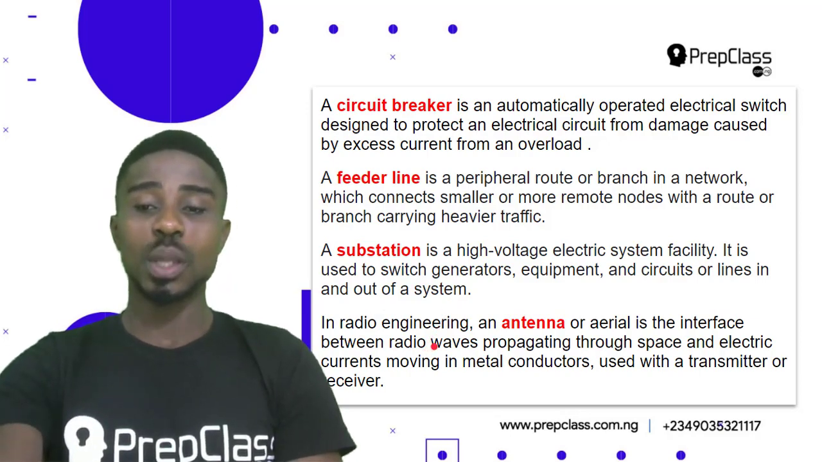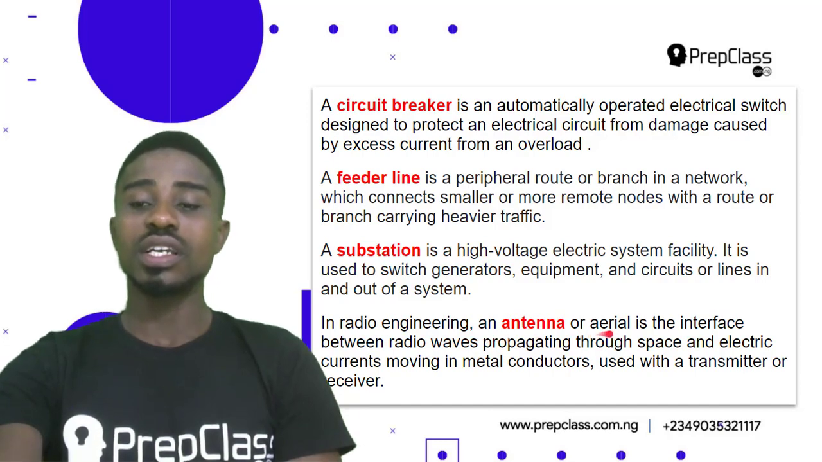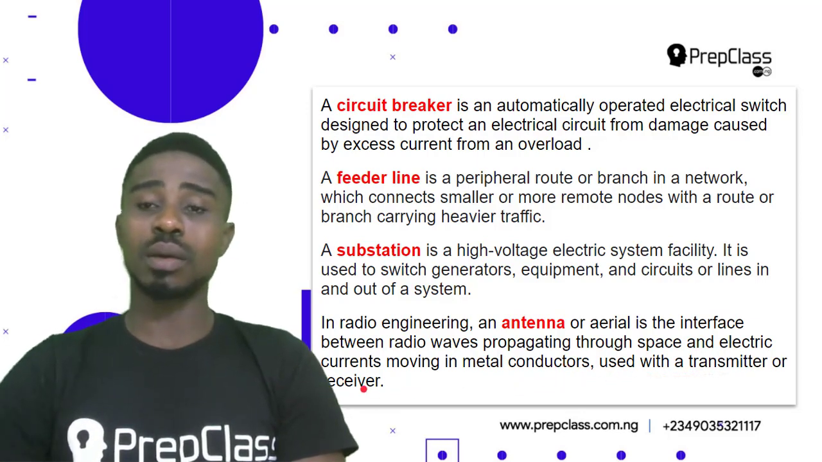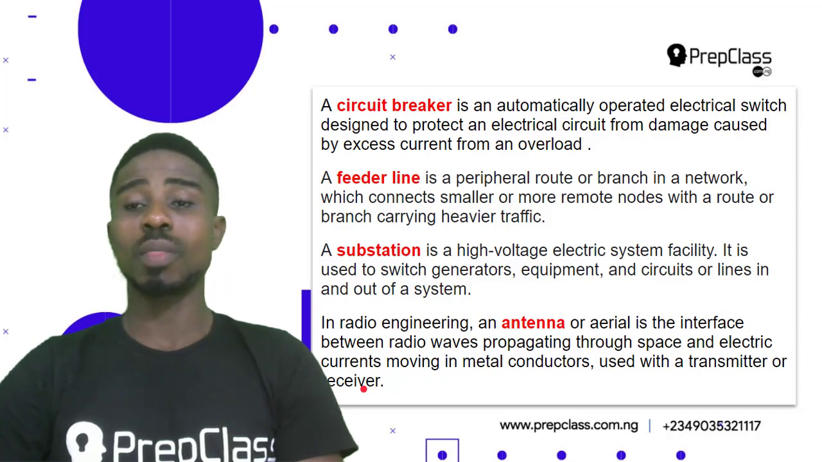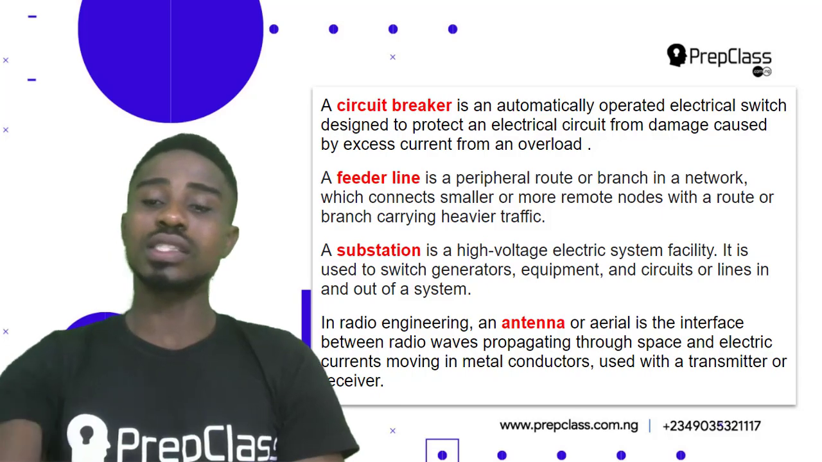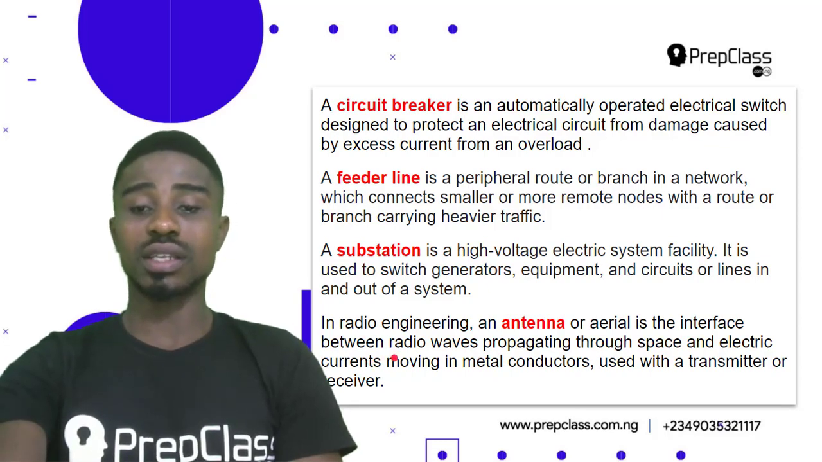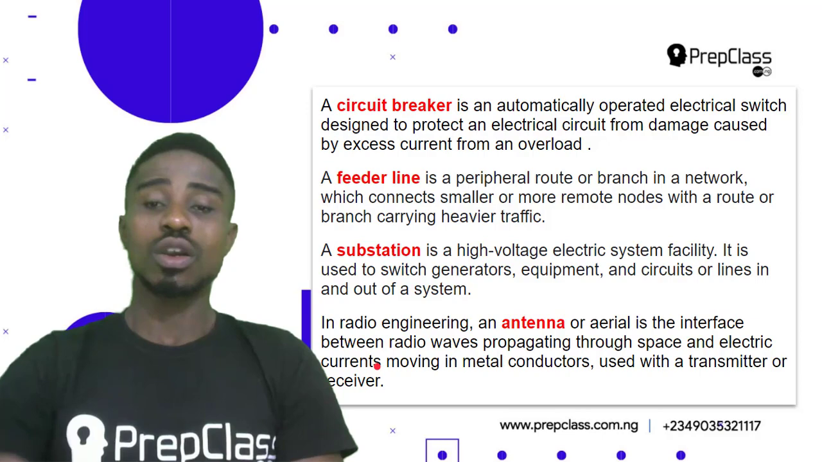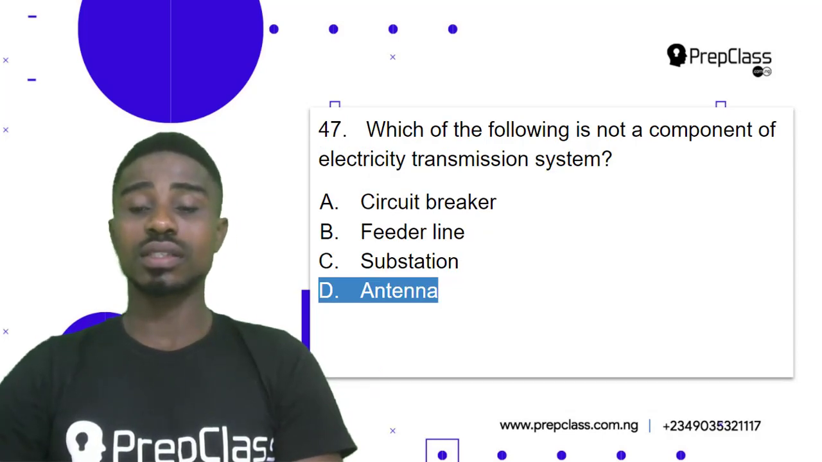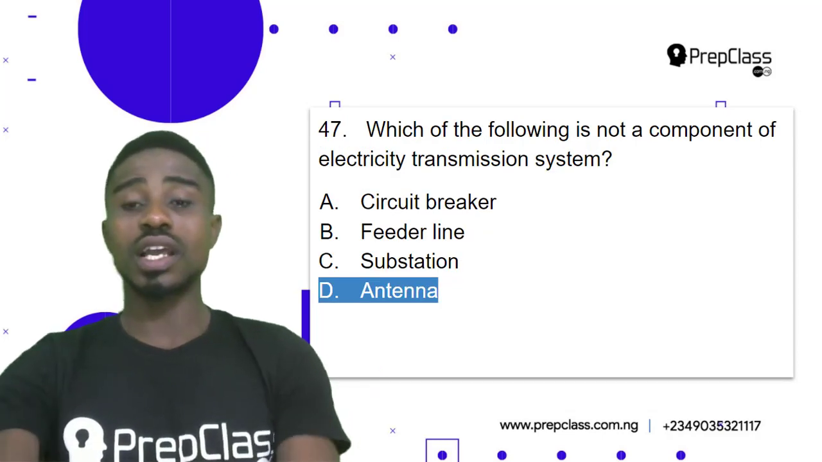Now, in radio engineering, an antenna or an aerial is the interface between radio waves propagating through space and electrical currents moving in the metal conductors used with a transmitter or receiver. So an antenna basically is used in communication or in radio engineering. So antenna would be our correct answer. Let's check it out. Question 47, antenna is our correct answer. Let's look at the next question.